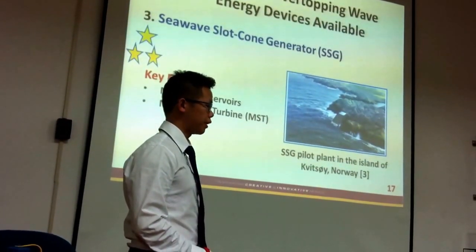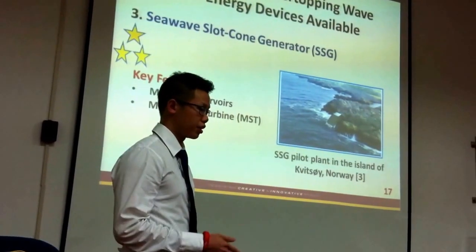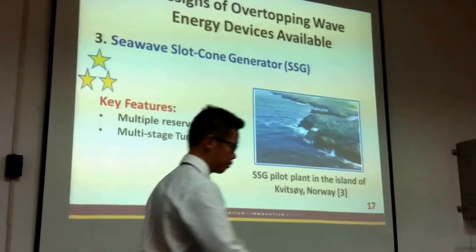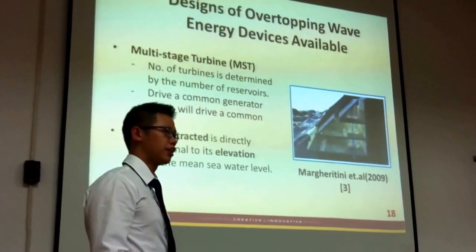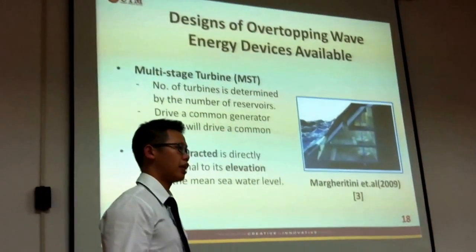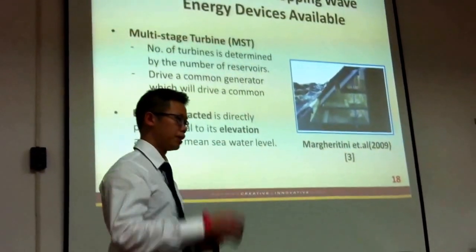Number three is the Sea Wave Slot-Cone Generator, SSG. Its key features are multiple reservoirs and a multi-stage turbine, called MST. The energy extracted is directly proportional to its elevation above the mean seawater level.